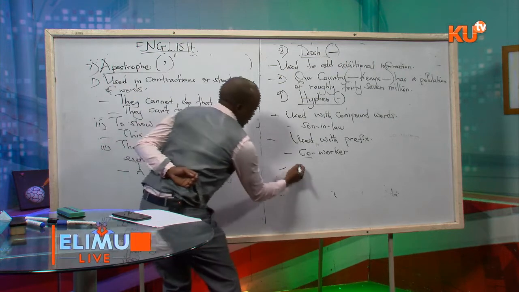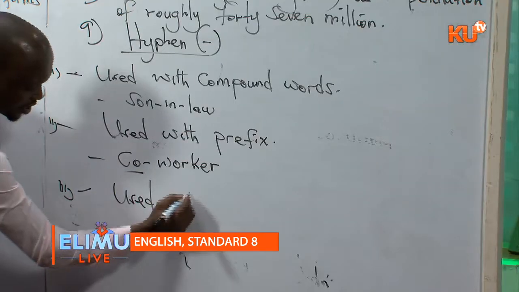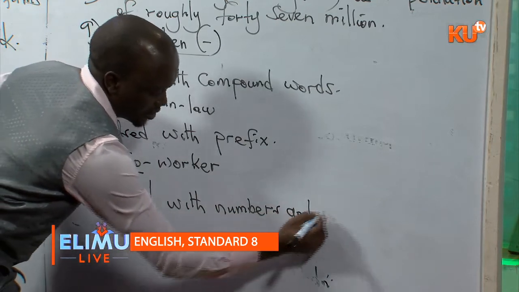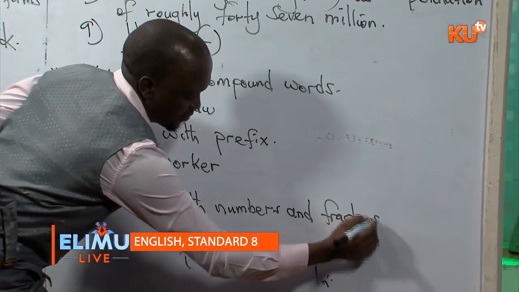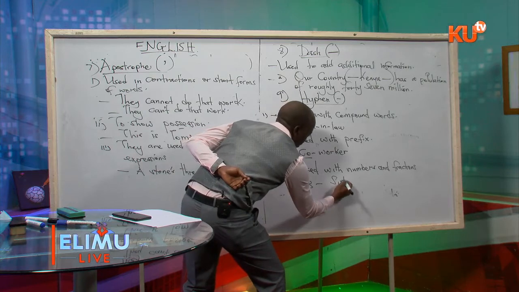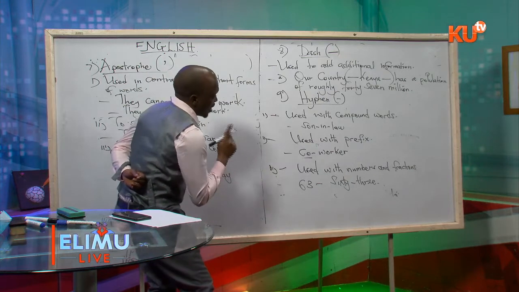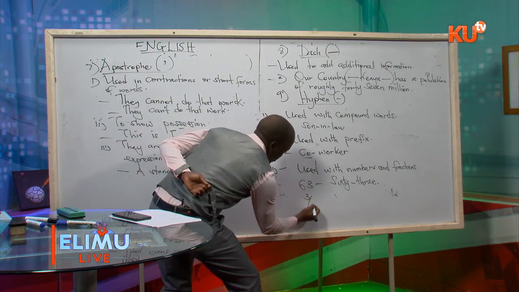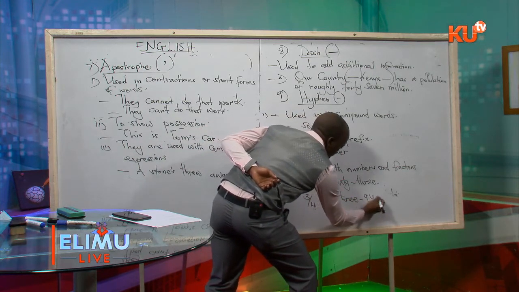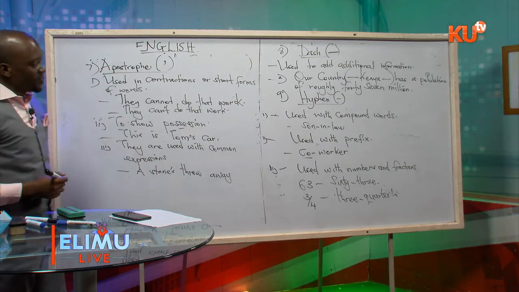They are also used with numbers and fractions. An example, this word is written as 63. Don't just write 63 without a hyphen there. This one is written as three-quarters. That is basically the use of a hyphen.